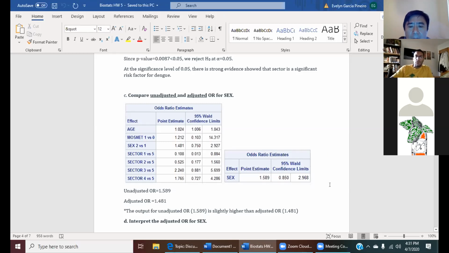It's still a little bit hard to say. I need to look at your SAS code. It might be something else. But this looks like male versus female because you have an odds ratio greater than 1. Yeah, it's greater than 1.